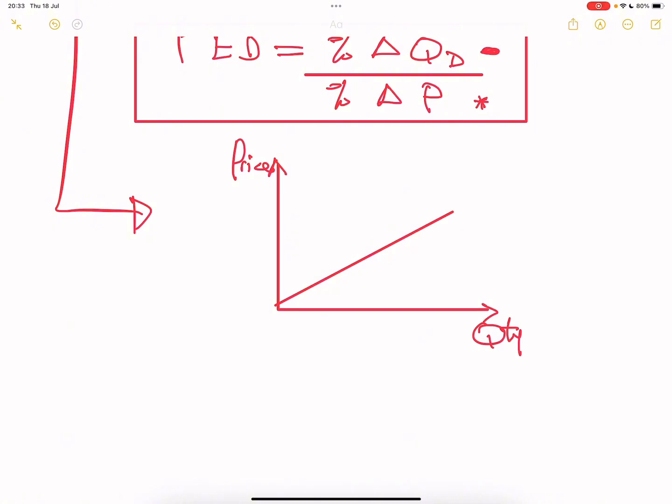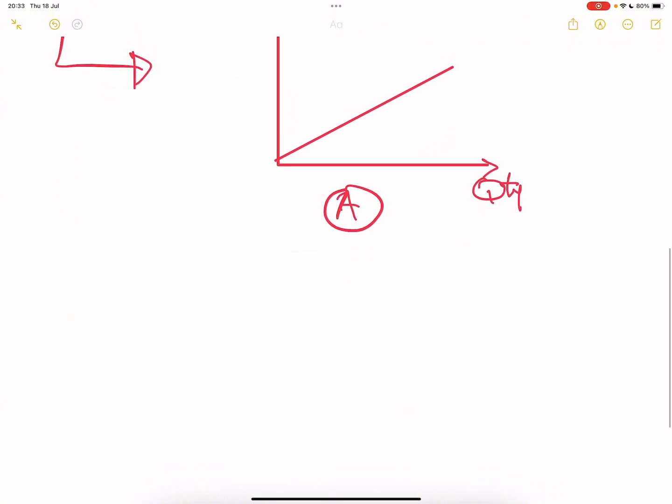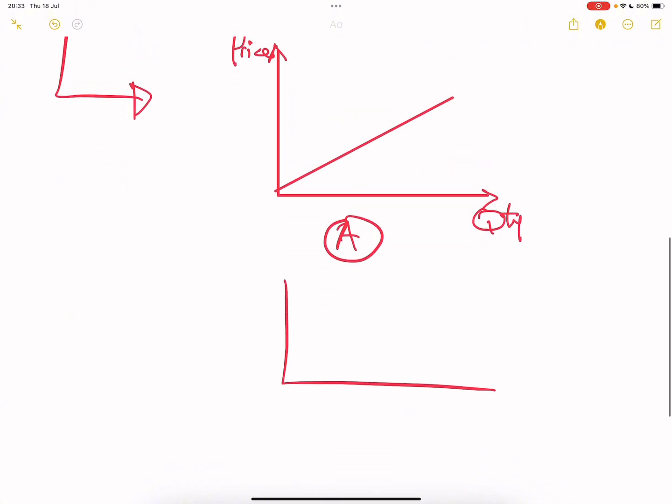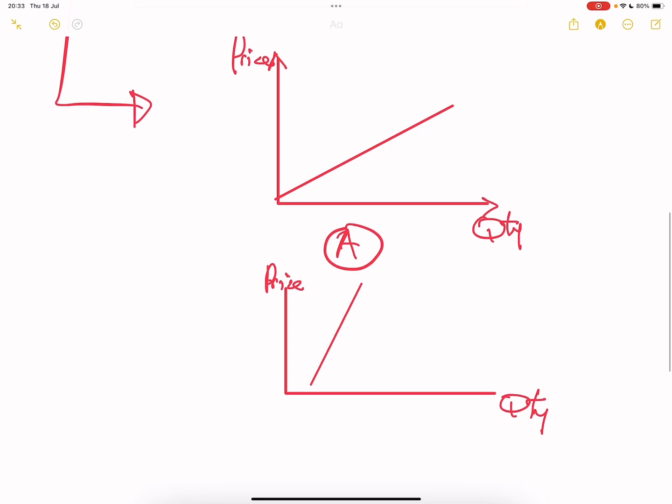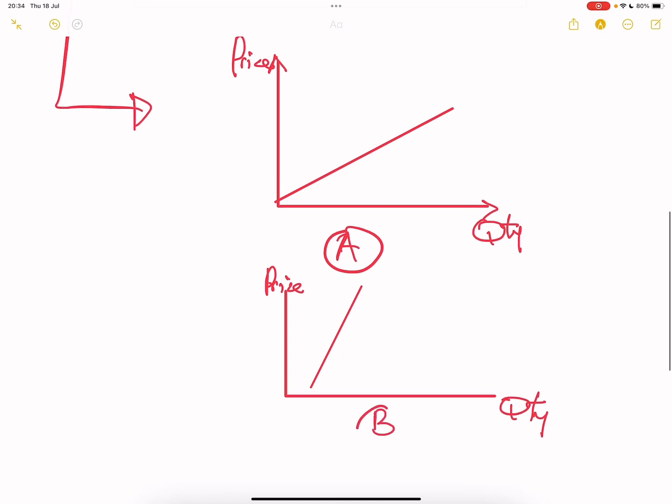However, how can you determine whether a product is much more elastic than the other using the graph? Look at this graph. Let me call this graph for product A. And let me do another graph for product B. Similar graph, price and quantity. And let's say this graph is like this. This is B. Between product A and B, which one is more elastic?